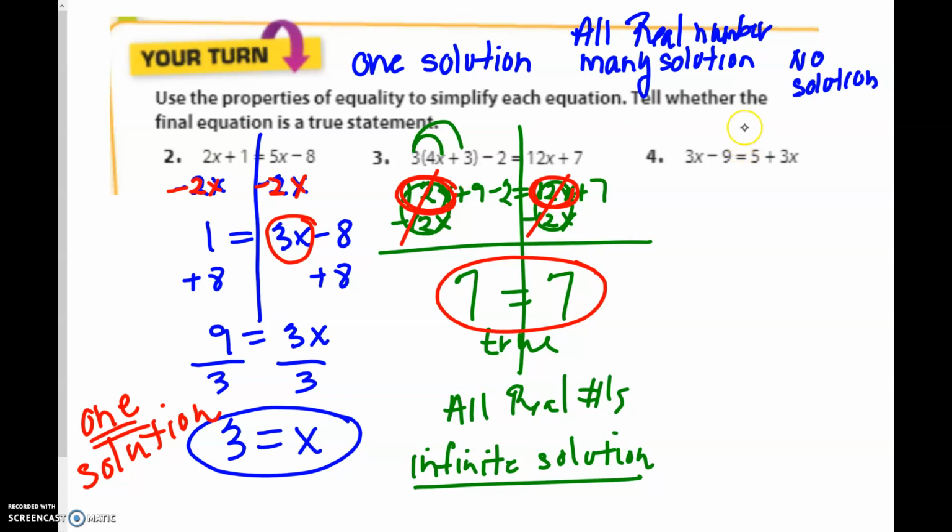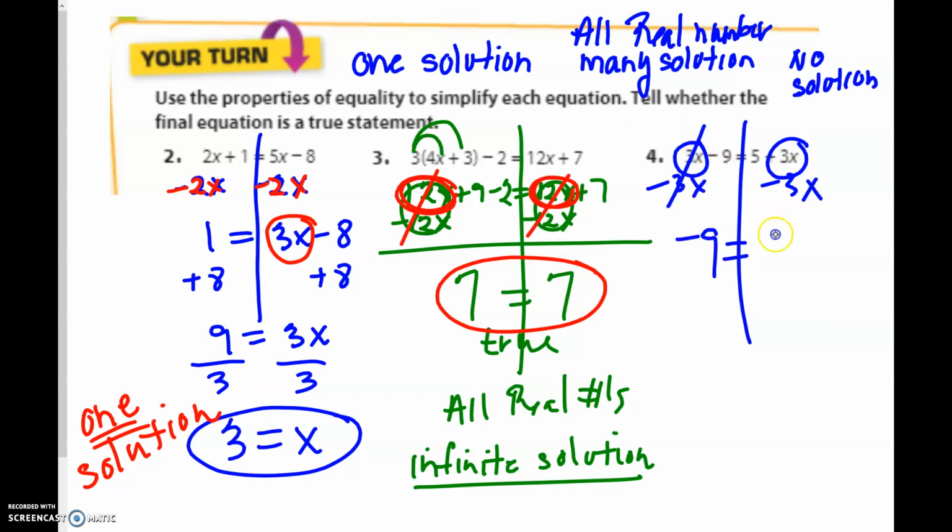All right, let's look at number 4 here. Okay, so take a second, copy that down. So now if you look here, I've got a 3x on one side and a 3x on the other. If I subtract 3x from both sides, I'm left with that canceling out, and negative 9 equals 5. This is going to cancel out. Well, does negative 9 equal 5? No, it does not. That is a false statement. So there are no solutions to this problem.